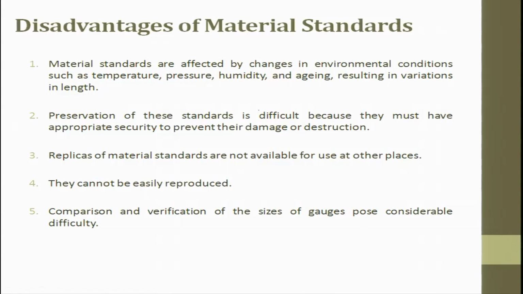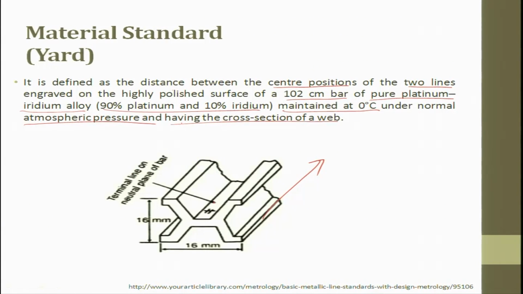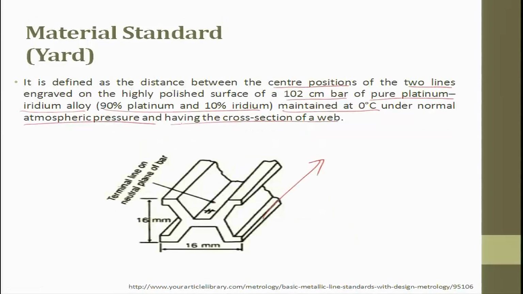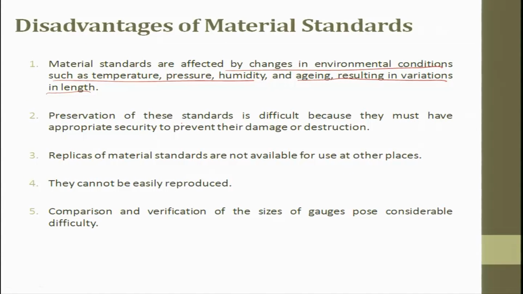So, what is the disadvantage of these material standards? These material standards are affected by changes in the environmental conditions such as temperature, pressure, humidity, aging, resulting in variation in length. Because over a period of time they keep expanding, they keep contracting. So, this is a major influence, and then of course, the humidity which is around may allow them to get corroded. So, the standards using this platinum iridium and this copper bronze bar always have a problem, because over a period of time they can change the length.